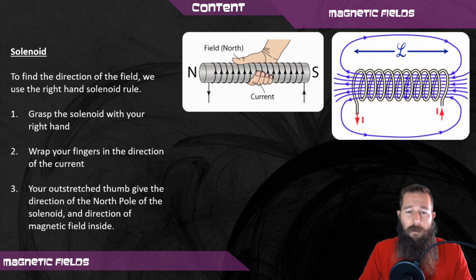Now, because solenoids have so many coils that are stacked together, they can be very powerful in producing magnetic fields. Now, the magnetic field around a solenoid only exists while that current is moving, and if the current is turned off, the magnetic field will stop.